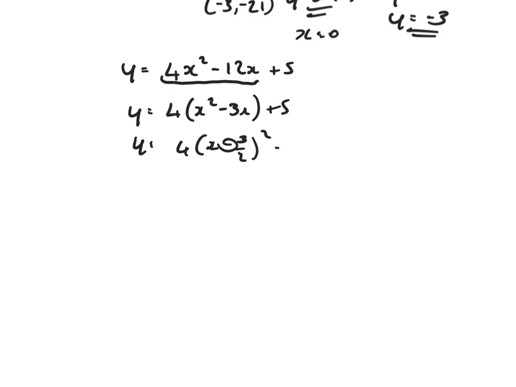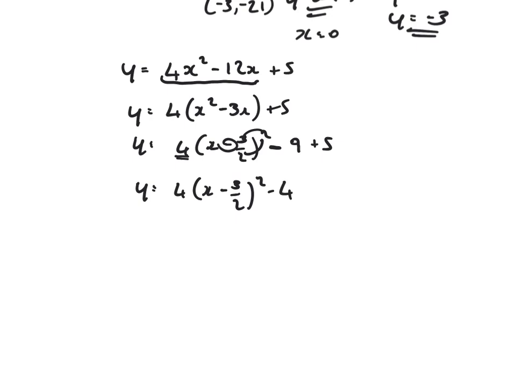Square of negative will be positive, so I'll need to get rid of that. 3 squared is 9, 2 squared is 4, that's 9 quarters. 9 quarters times 4 is 36 quarters. But think about it, 36 quarters is 9, so that's minus 9 plus 5. And that will be 4 bracket x minus 3 over 2 all squared minus 4.